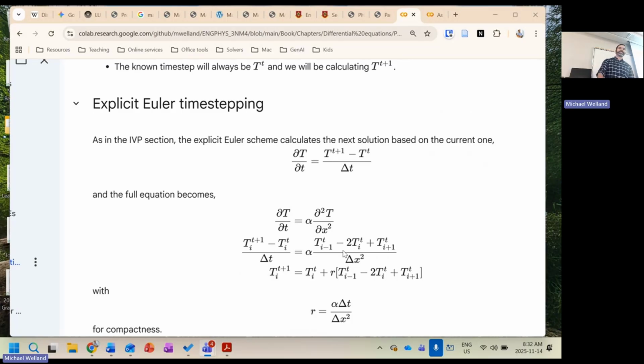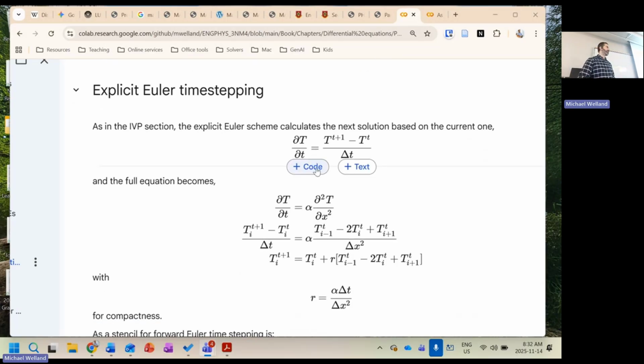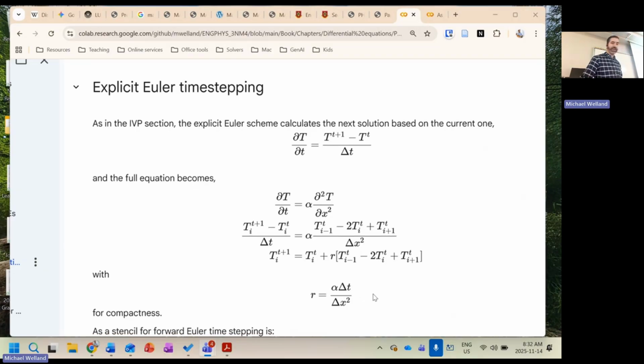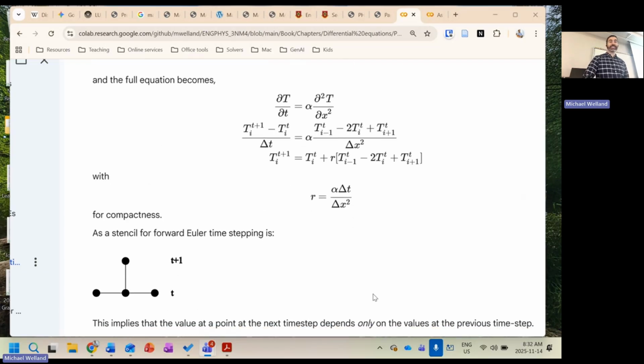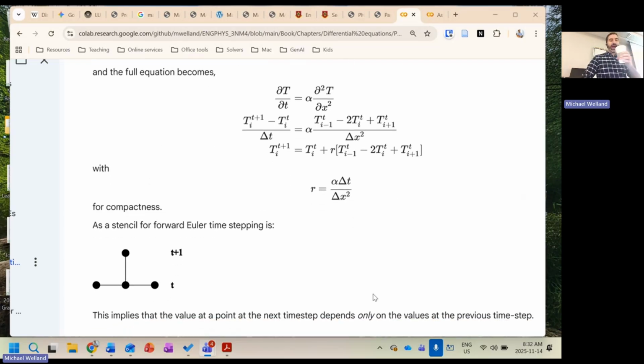And then for explicit time stepping, you're going to do your time derivative as a forward time derivative, right? So you've got temperature T plus 1 minus your current over your time step, right? You plug that in here, you get this, and you just arrange all your terms. Meanwhile, you can also put together this constant just for convenience. Now you have alpha delta T over delta X squared. That's going to turn out to be important.